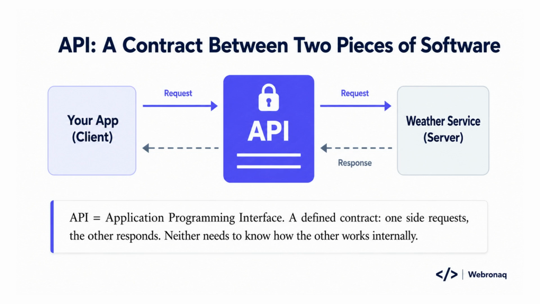Think of it like ordering at a restaurant. You tell the waiter what you want. The waiter carries your order to the kitchen. The kitchen prepares the food. You never see the kitchen, and the kitchen never sees you directly. The API is that waiter, the defined channel through which two parties communicate.